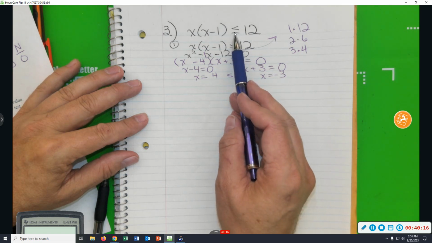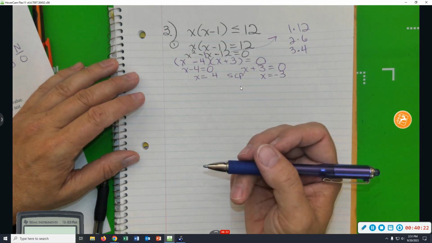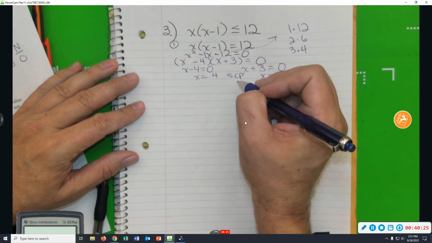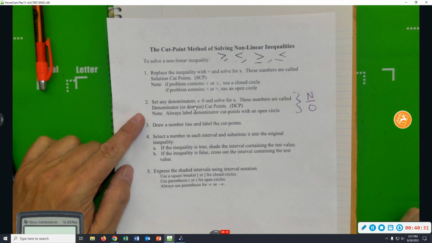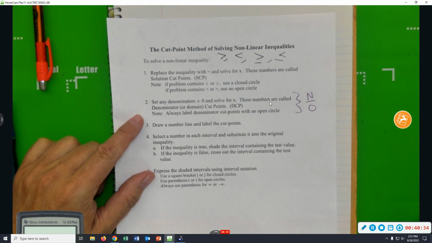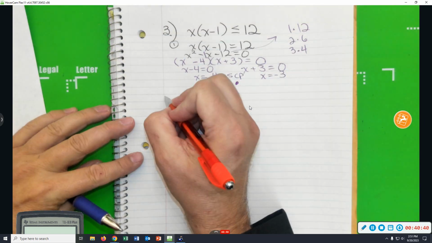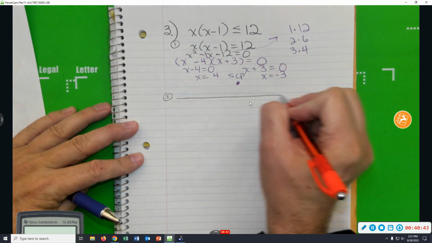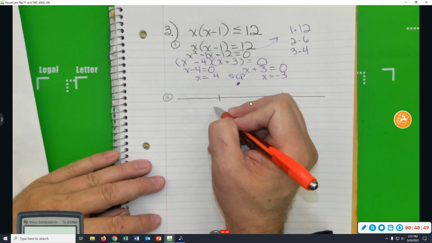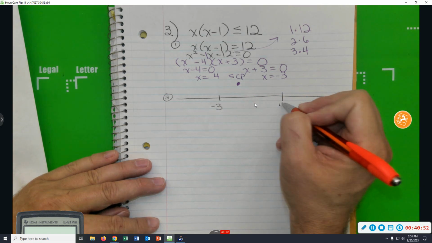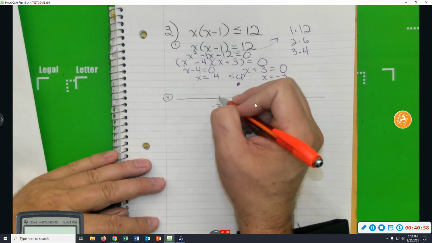Is it okay to have equality in the original problem? Yes. So how are we going to label these things? Closed. There's equality, so closed. What are we going to do with the second step? Skip it. There are no fractions in the original problem. Number 3, we'll draw our number line. Which cut point is to the left? -3, and then a +4. We said they're shaded.